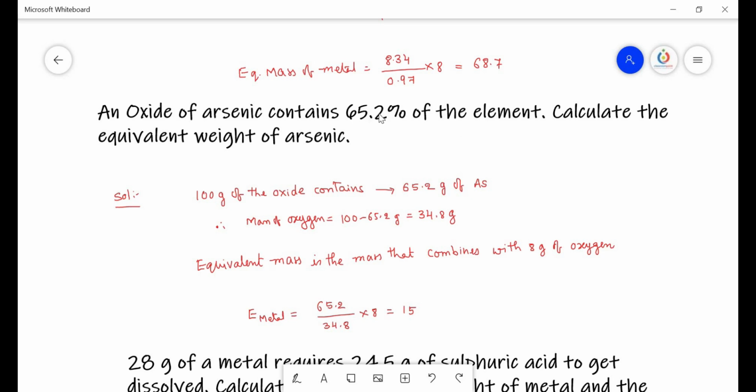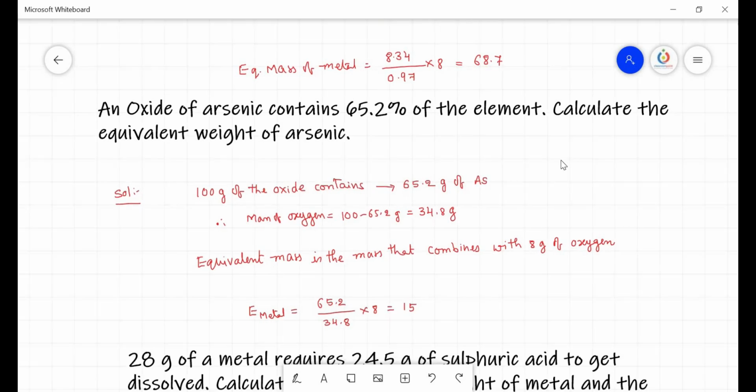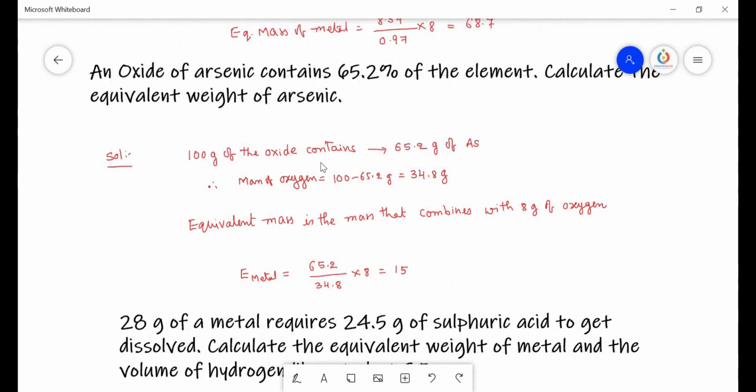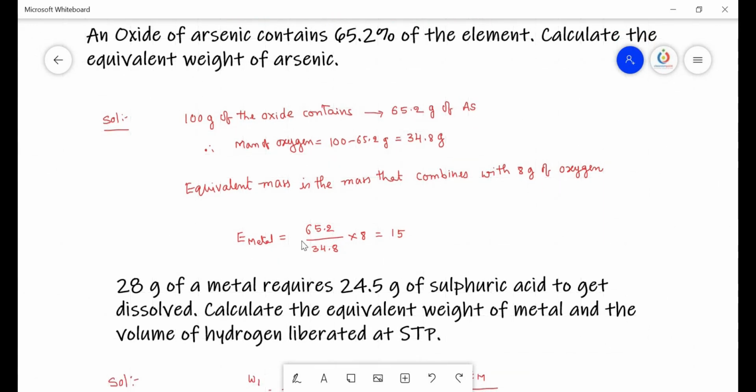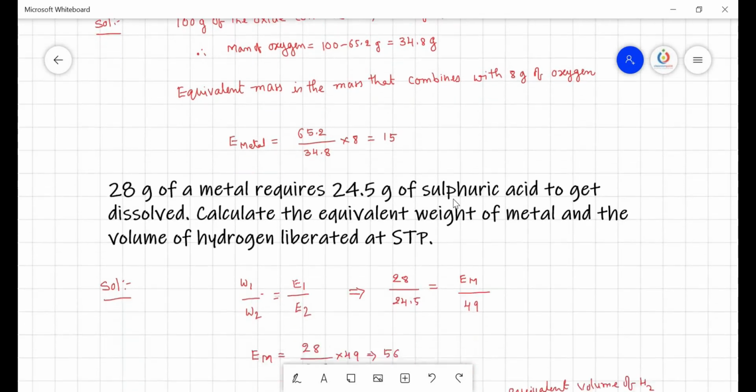So 65.2% is arsenic, which means the remaining is oxygen. If you consider 100 grams of the metal oxide, then there are 65.2 grams of arsenic, and the mass of the oxygen is 100 minus 65.2, which equals 34.8 grams. Then the formula is equivalent mass of the metal equals mass of the metal by mass of the oxygen into 8. So the equivalent mass of the metal equals 15.